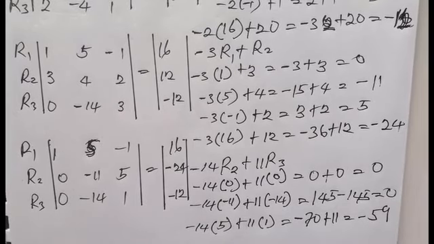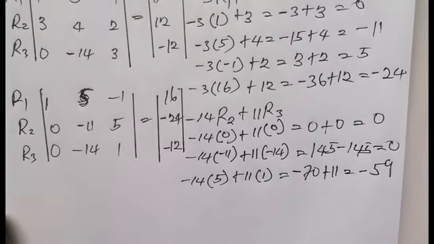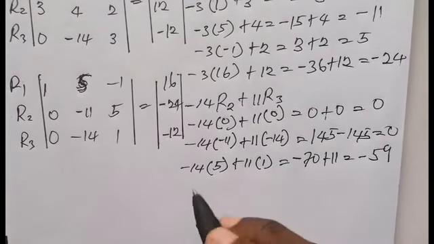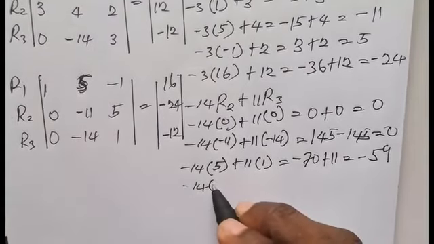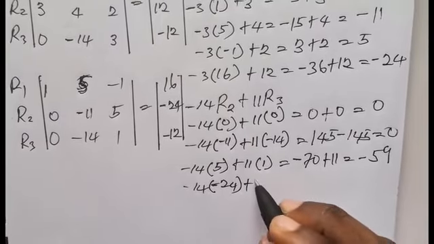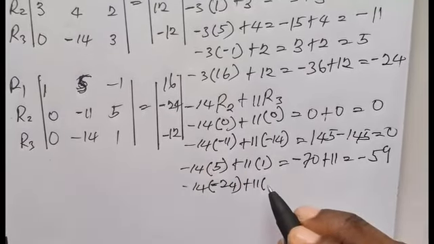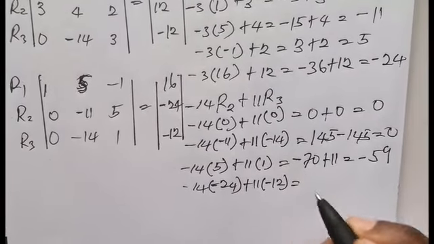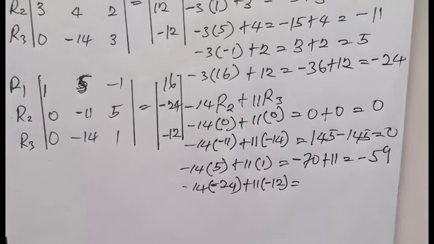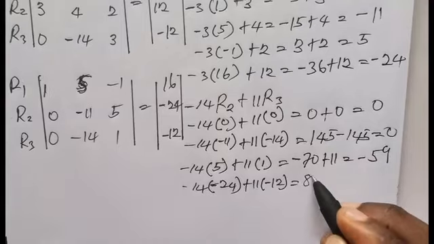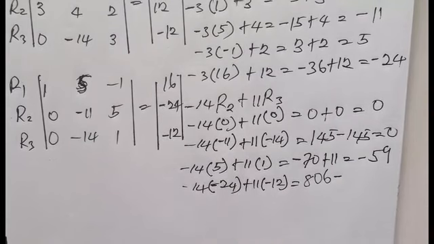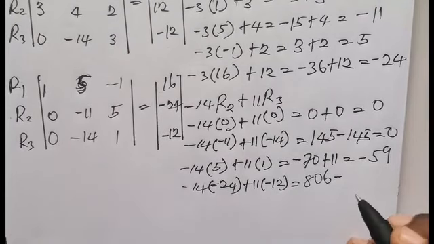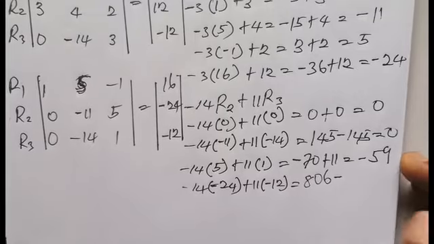Finally, we do the same for the constant term. For the constant term, we are simply going to have negative 14 multiplied by negative 24 here, plus 11 multiplied by negative 12. So this is equal to, let's obtain, negative 14 multiplies negative 24. That gives us positive 806, minus, now we have 11 multiplies negative 12. That gives us negative 132.